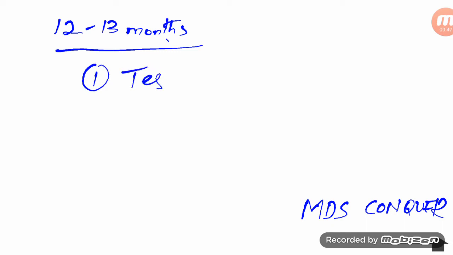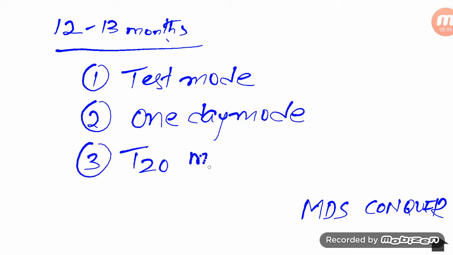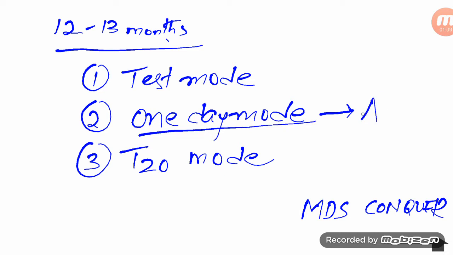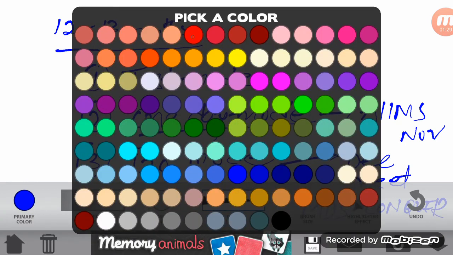One is test mode, the second is one day mode, and the third is T20 mode. These are the three categories. By the time we complete the one day mode, you will be ready to give the AIMS November session. After the AIMS November session, it's going to be the T20 mode. Every day we are going to have one subject revision to get ready for the December NEET. So this is the tentative plan of action.